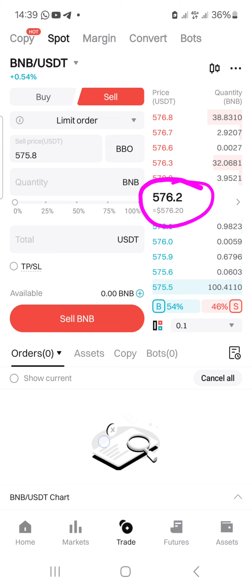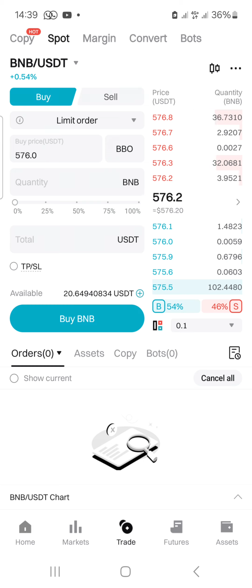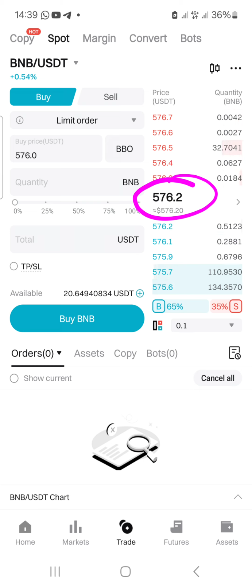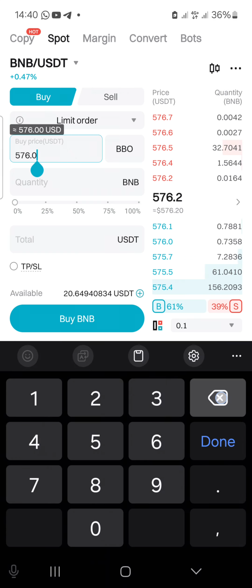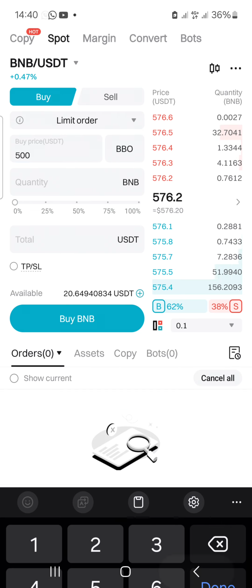Okay, we are even at sell. Now, buy limit: the current market price is 576. Let's say we want to buy at 500, when BNB starts trading at $500 per coin. You delete the price here and input yours, so input 500 there.